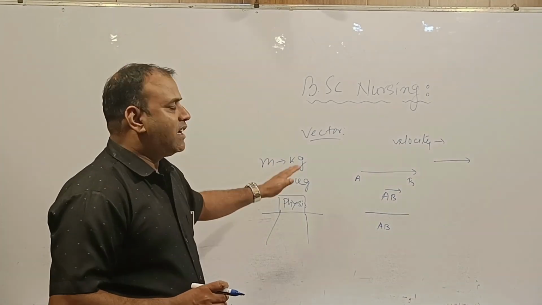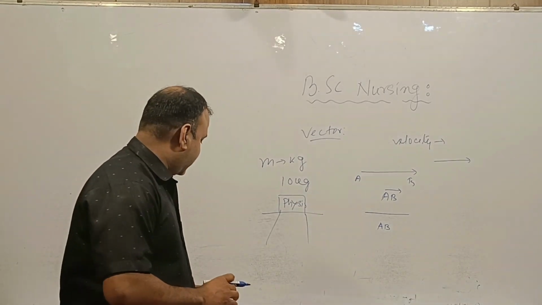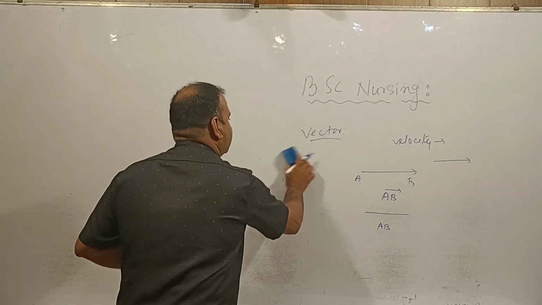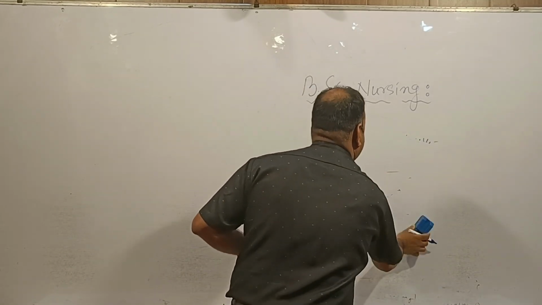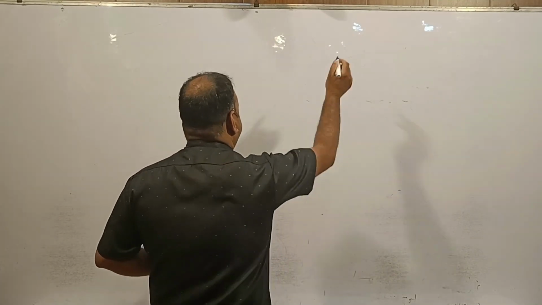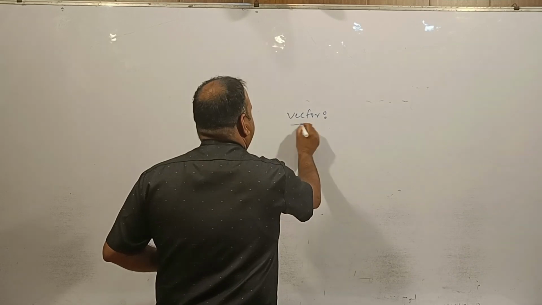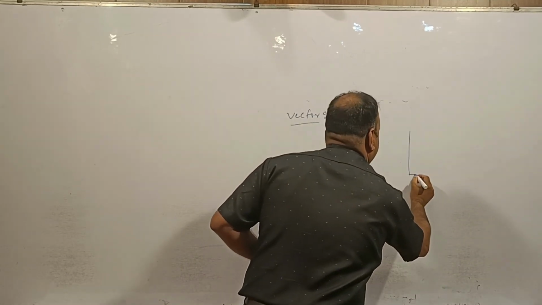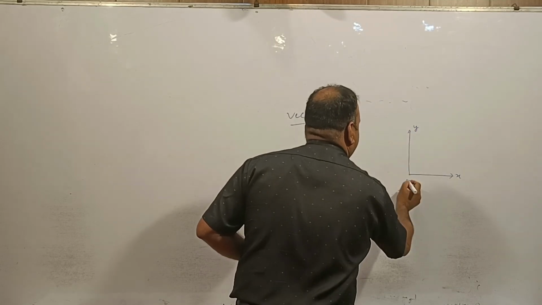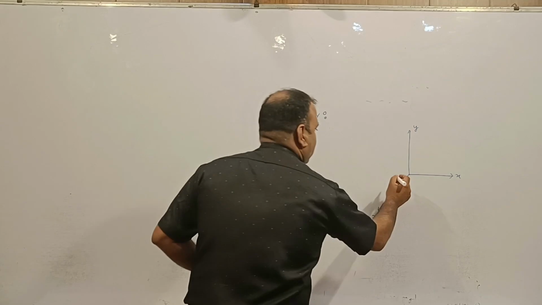So now, in mathematical formation, how can we explain the vector as well as scalar quantity? First, students, I am going to discuss in short, because the basis of maths is very important for physics. First you can see the formation of vector. Suppose I have drawn one diagram here. This is the x direction, this is the y direction and this is the z direction. Three directions are there, and this is the origin.